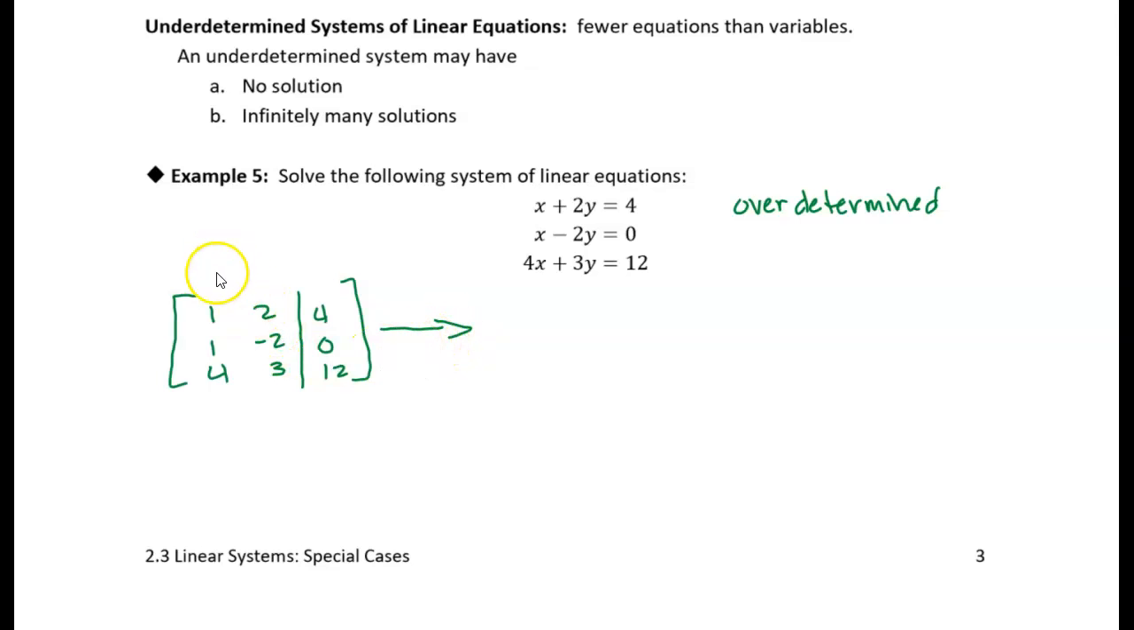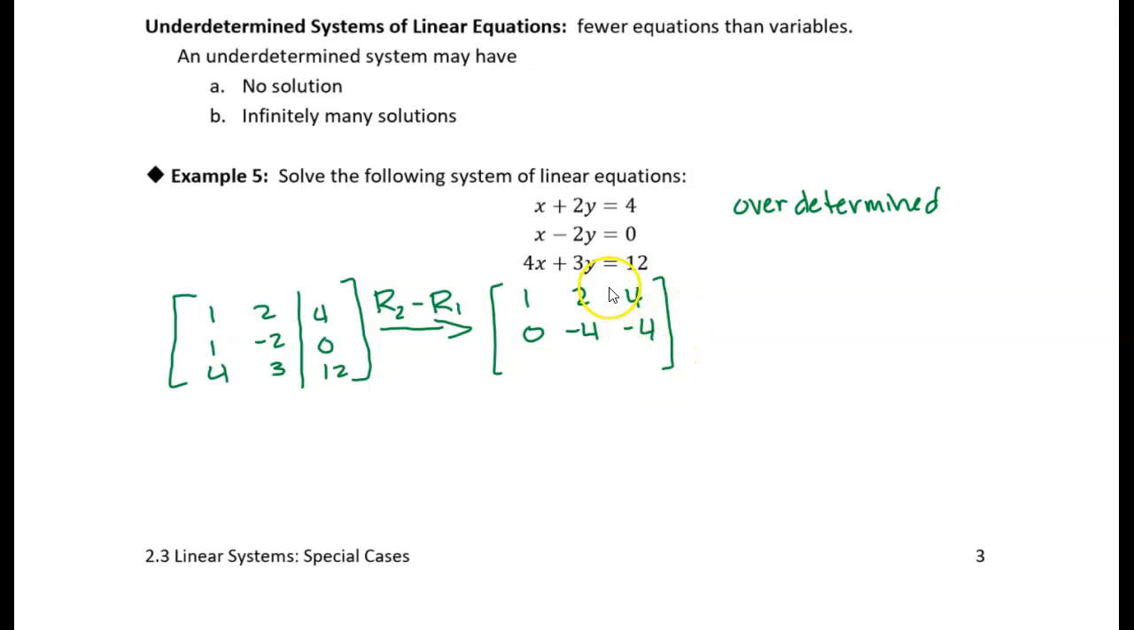So I'm going to first start with that first column. I want a 1 followed by zeros in the rows below. So I'm just going to use row 1 to zero out the rows in that same column below it. I'm going to take row 2 and subtract row 1. That seems like an easy thing to do. So I'm leaving row 1 as it is, and then I'm subtracting row 1 from row 2. So we get 0, and then negative 2 minus 2 becomes a minus 4. 0 minus 4 becomes a minus 4.